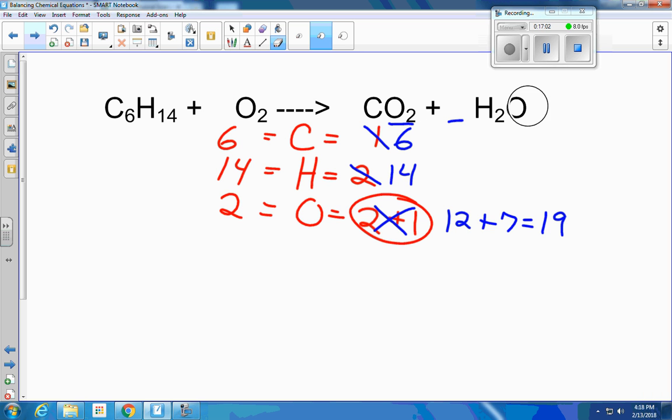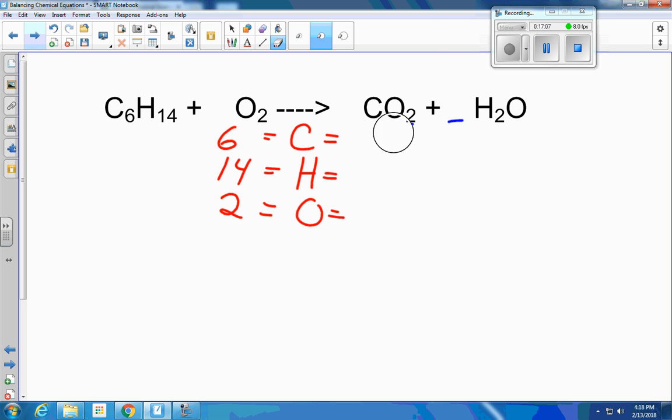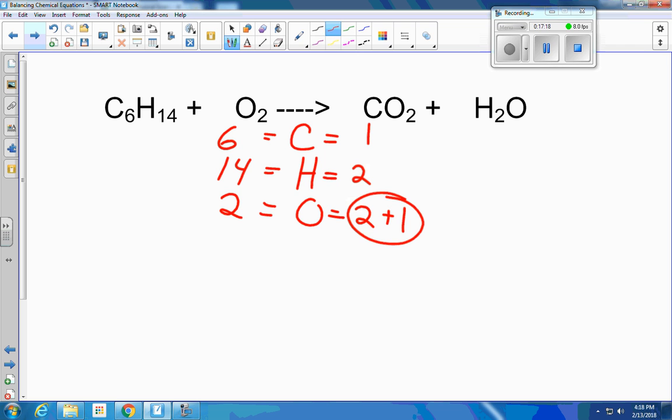So if I take this out, and if we go to rule number 2, or excuse me, rule number 4, when all else fails, multiply the first formula by 2. So I will start here, multiply the first formula by 2. 2 times 6 is 12. 2 times 14 is 28, right? And I'm going to balance my hydrogen first. 2 times 14 equals 28.